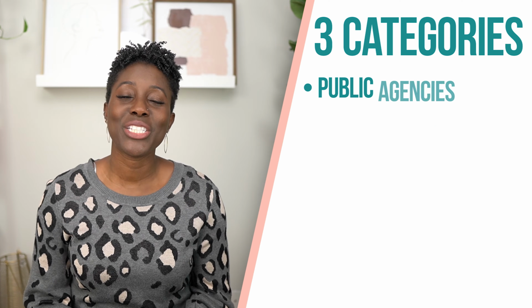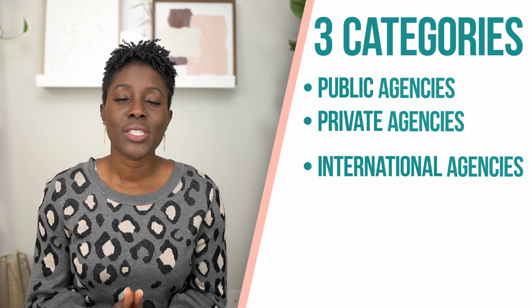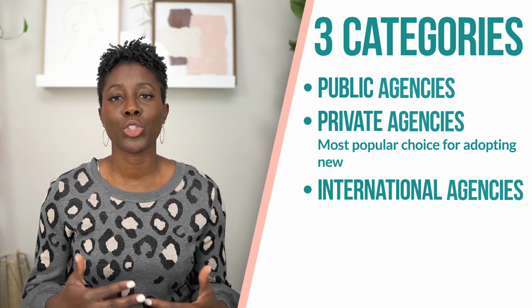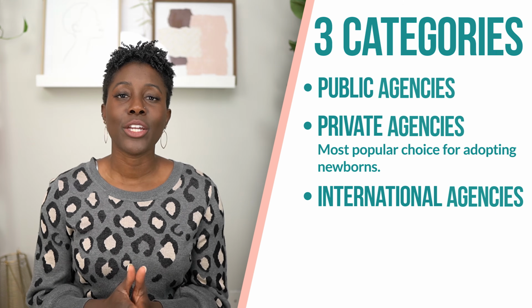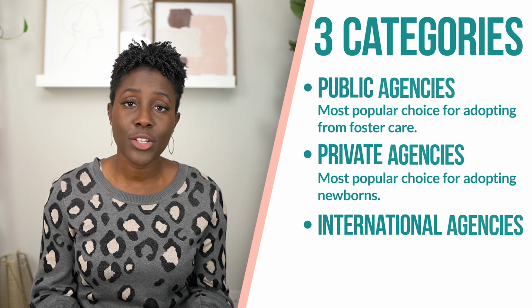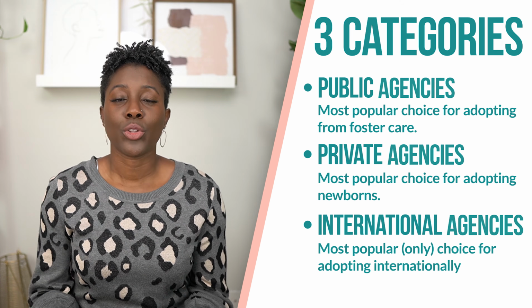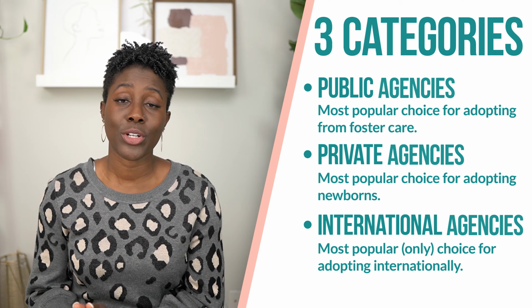So for example, agencies are really divided into 3 different categories. We have public agencies, private agencies, and also international agencies. The private agencies are the ones that are most popular when people are trying to adopt newborns. Your public agencies are the ones that are most popular when you're trying to adopt from foster care. And your international adoption agencies are also private, but they're international. They're the ones you want to use when you want to do an international adoption.